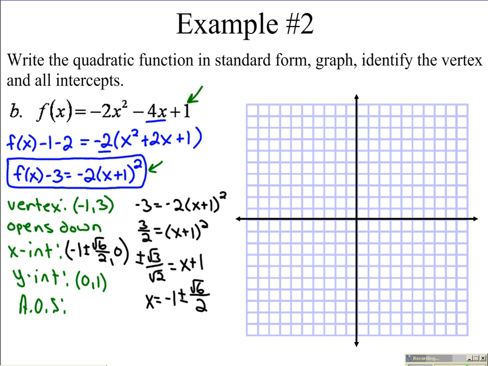Begin graphing. Vertex, -1, up 3. Y-intercept, 0, 1. Because this is the vertex and it's opening down, we know that that's our axis of symmetry, which means I'm going to have a mirror point right over here. Then go ahead and use your calculator to get the decimal approximation here. So take -1 plus the square root of 6 divided by 2, and do the same thing minus. We get about 0.2 and -2.2.